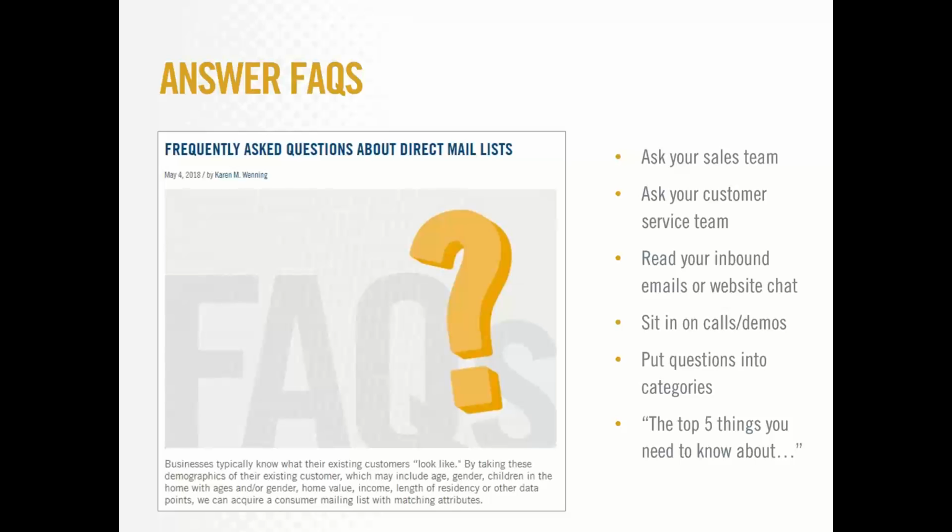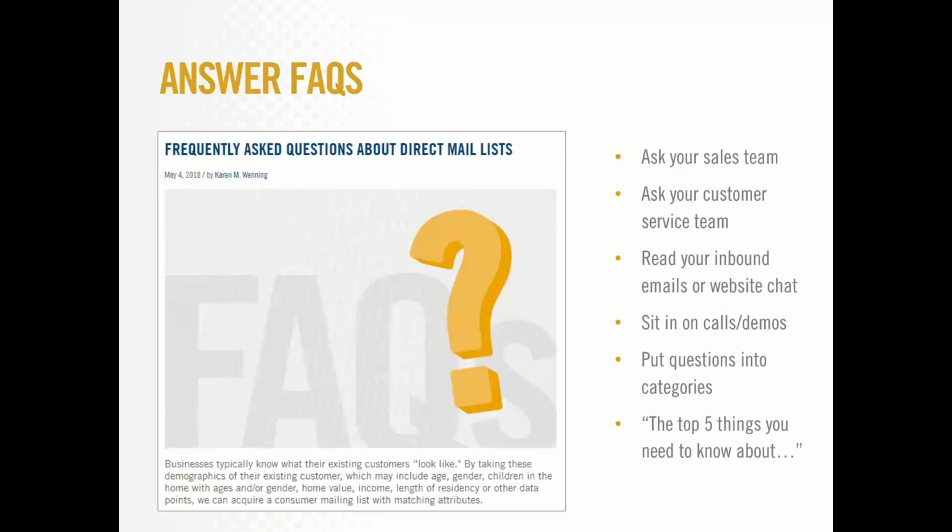So get your sales team to forward those questions to you. Sit down with your customer service team and just have a brain dump and write it up on a whiteboard. If you can get access to the email inbox or the website chat, dig through those and see if there's any common themes. Sit in on those calls or demos if a sales team will let you just listen silently. And then take all those questions and put them into categories. And once you have a category, you can create a listicle. The top 5 things you need to know about X.